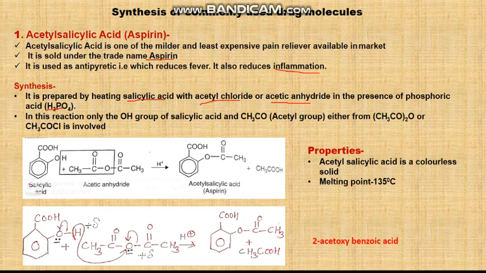This is the structural formula of salicylic acid with one hydroxyl group and one acidic group, and these two are at ortho position to each other, and this is acetic anhydride. And as I already told you that only the hydroxyl group of the salicylic acid is taking part in this reaction. So the H from salicylic acid and CH3COO group from acetic anhydride, these together form acetic acid, and this moiety along with this they will give rise to acetyl salicylic acid, which is commonly known as aspirin.